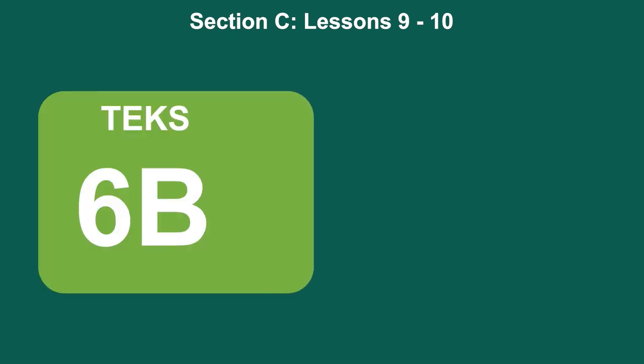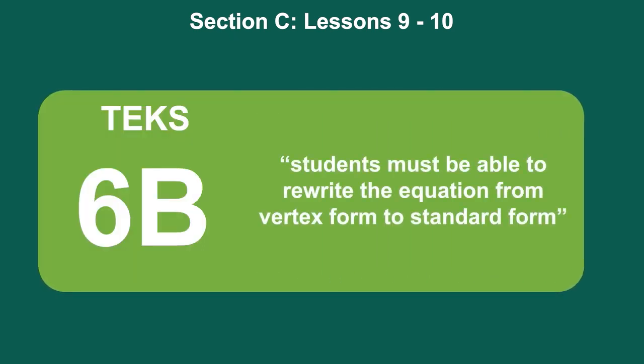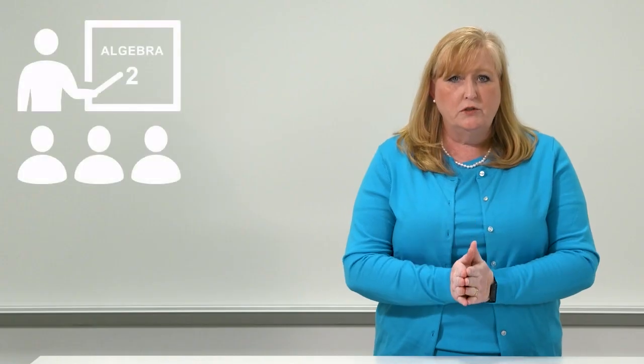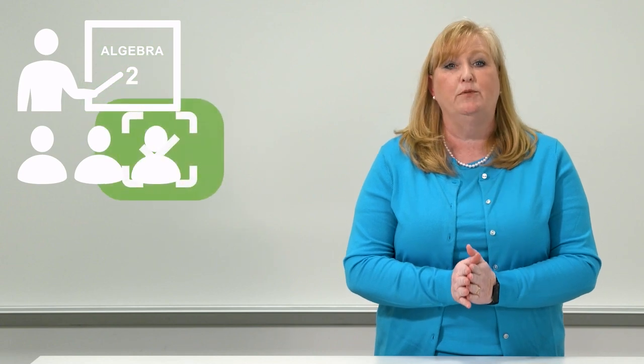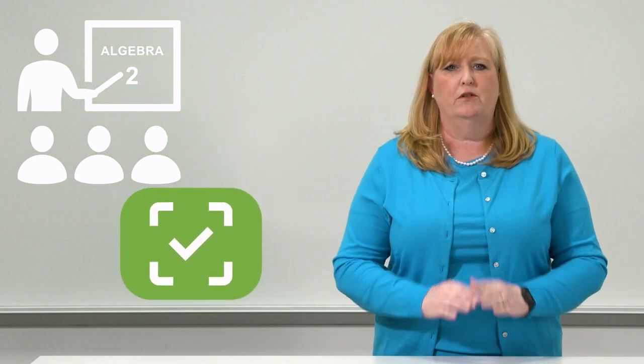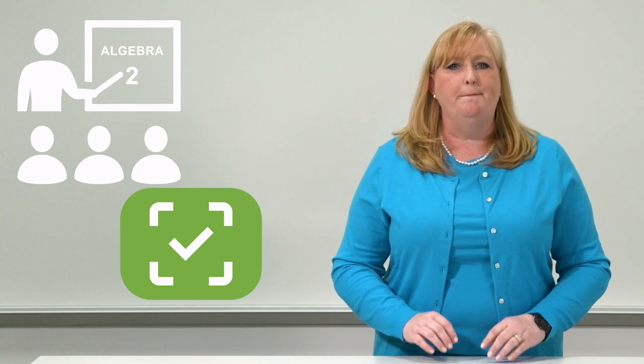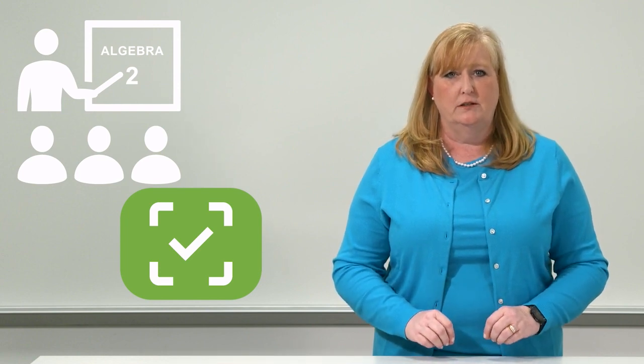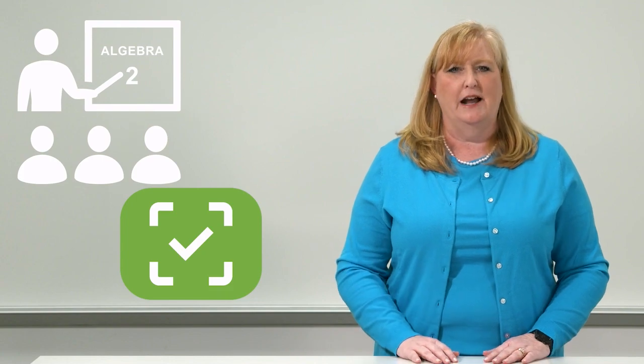As mentioned, TEKS 6b explicitly states students must be able to rewrite the equation from vertex form to standard form. But it doesn't specify students have to know how to go from standard form to vertex form. Theoretically, it could be implied, since students must master completing the square. But the Algebra 1 TEKS are vague. However, Algebra 2 teachers expect students to be able to complete the square in order to reformat equations. So this is a skill that must be taught. It should be taught. It's just we can place it a little bit down the road.